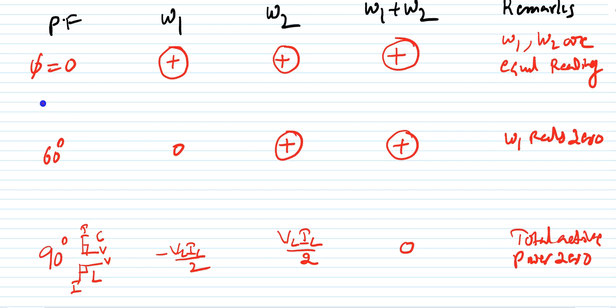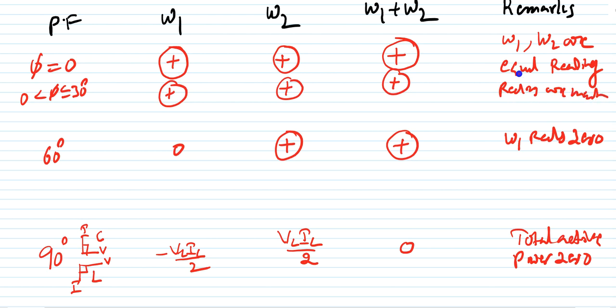So in between these values, suppose I have 0 less than phi less than 30 degrees, then what could be the scenario? Again it is a positive value reading, but here the readings are unequal. It means my W1 and W2 are different. Similarly, if it is 30 less than phi less than or equal to 60 degrees, then what is happening here? Again this is going to give a positive value, the same, and W1 and W2 are unequal readings.